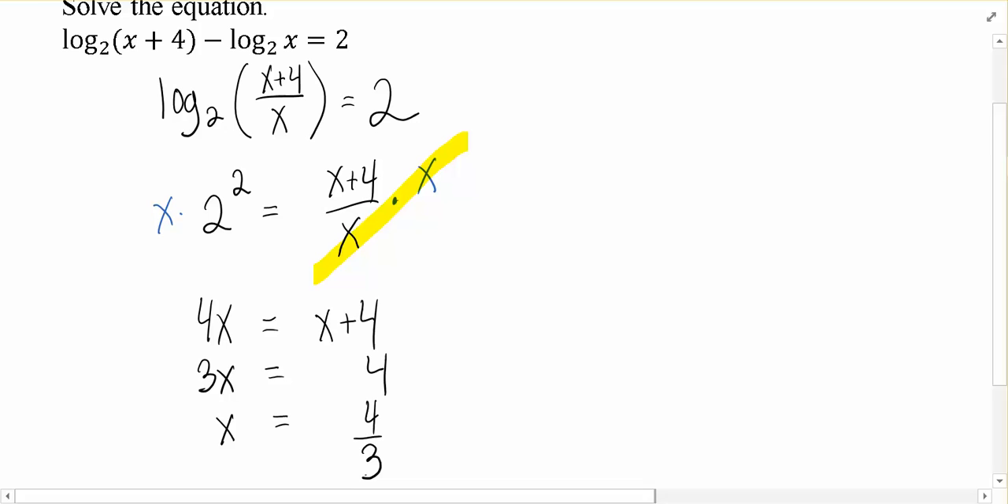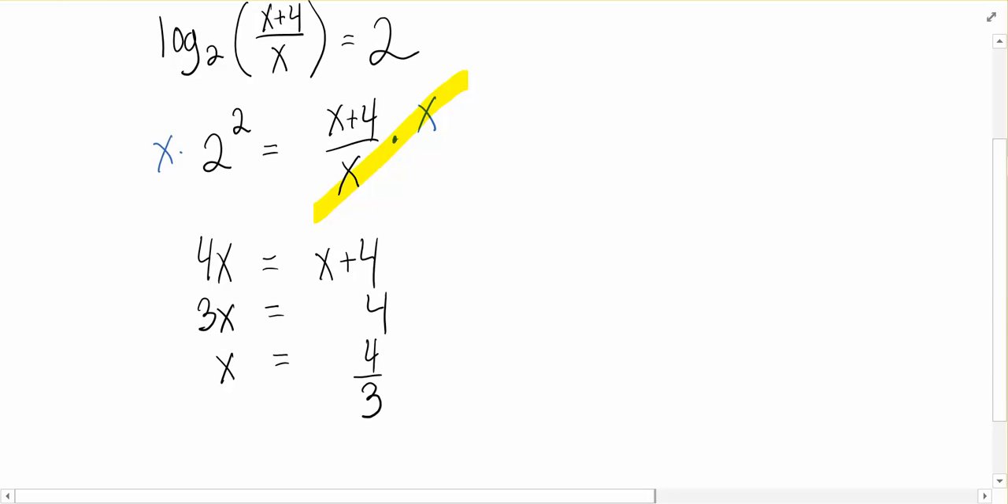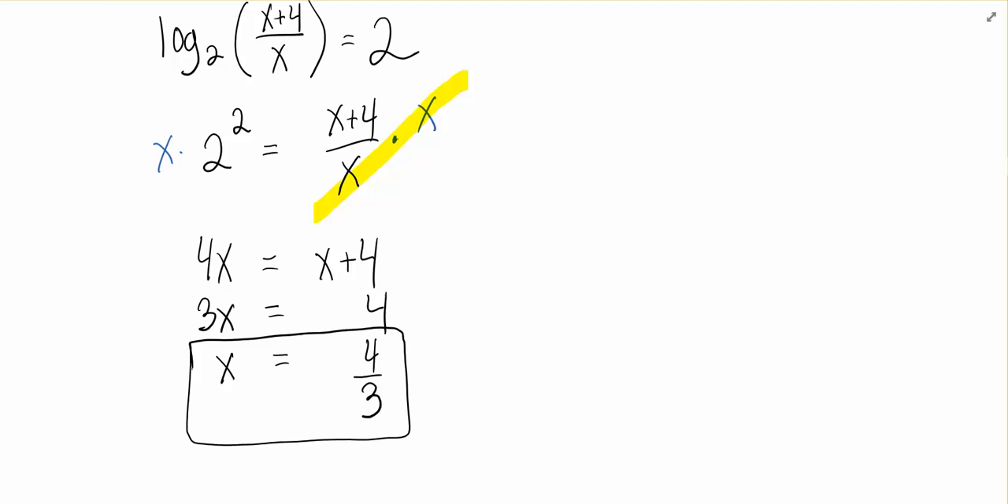4/3 would be perfectly fine in the first argument. The first argument of 4/3 plus 4 is positive. The second argument would just be 4/3, so that's positive. So this value is perfectly fine. Now, in terms of the whole course, keep in mind there's been 3 times you have to check your answers.